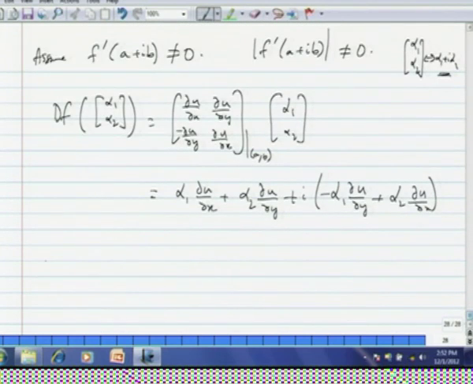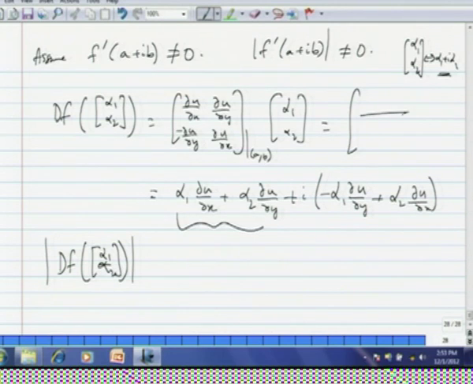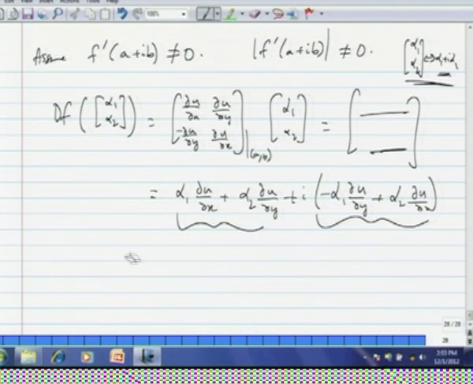So, the modulus of the transformed vector. I wrote the result as a complex number, but really this portion goes in the first component and this portion goes in the second component. I am using this correspondence. So the modulus of df of alpha 1, alpha 2, I'm abusing notation a little bit, but we are trying to see what the geometric interpretation is.